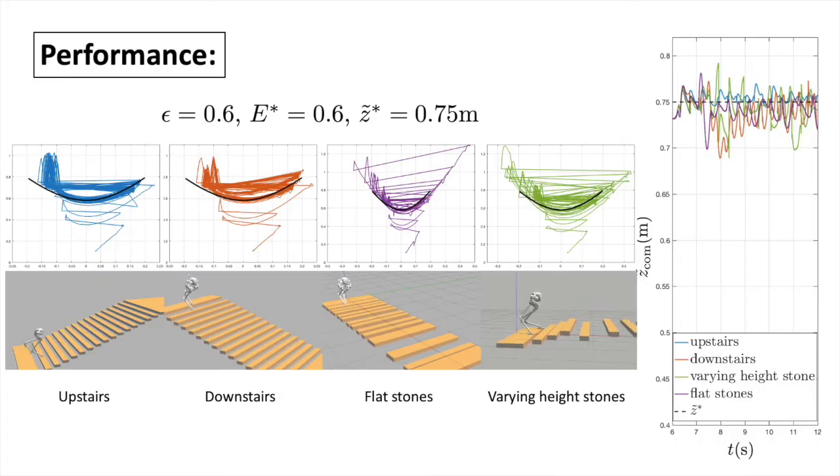In all scenarios, the orbital energy is stabilized close to desired, which is the black curve corresponding to E star and tilde Z star. The actual COM vertical distance to the slope is also stabilized near desired.